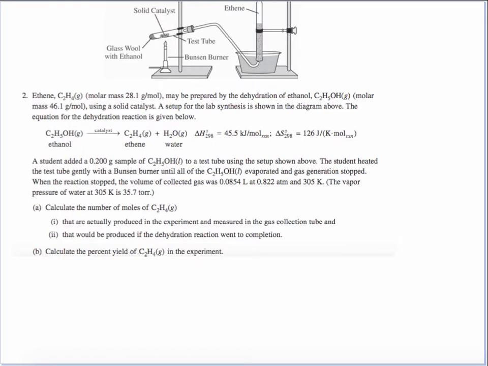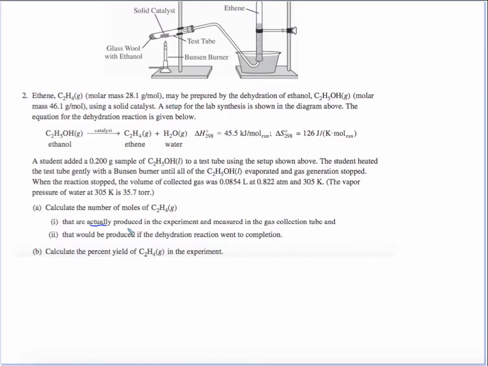Okay, this video is over the 2015 AP question number 2, just the gas law kind of question. So I'm doing A and B. So anyway, 2A, number 1 says, calculate the number of moles of C2H4 that are actually produced in the experiment and that are measured in the gas collection tube.